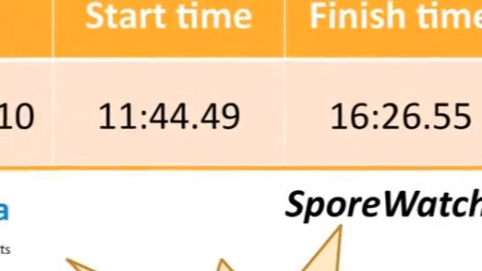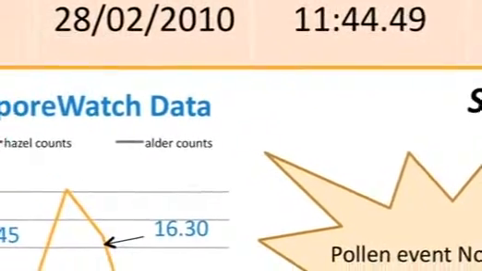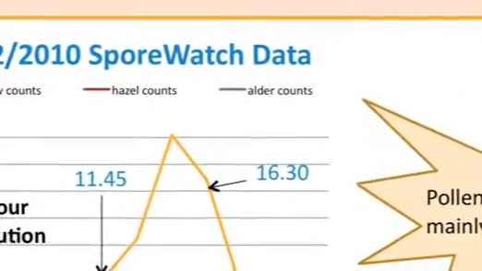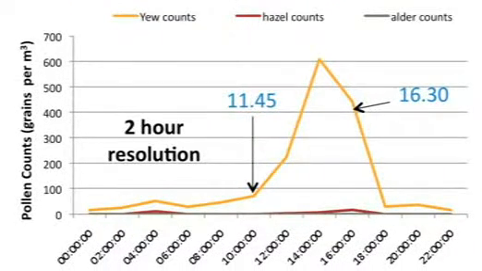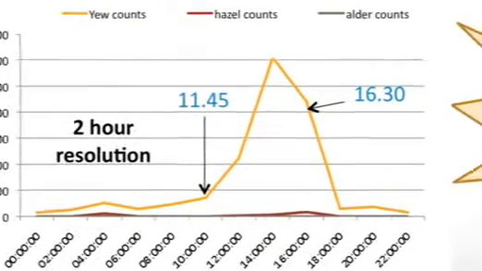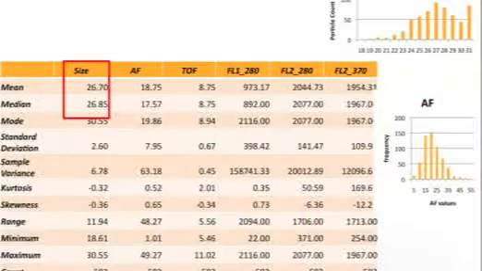Moving to pollination event number 2 on the 28th of the 2nd, 2010. This peak was determined by the WIBS to start at 11:44 and 49 seconds and finish at 16:26 and 55 seconds. And again, when we brought this back to the spore watch data, it agreed very, very well with it. And this is mainly a yew pollen event.